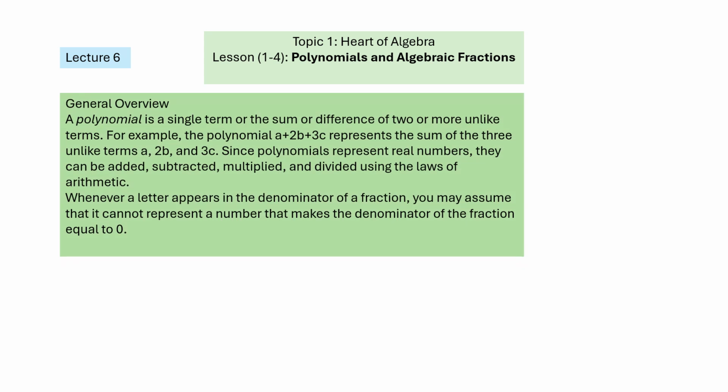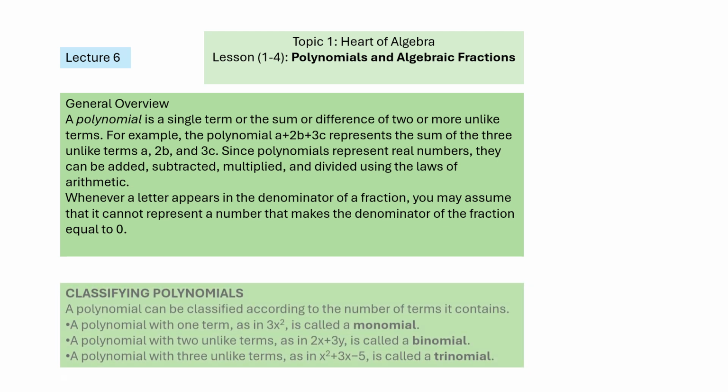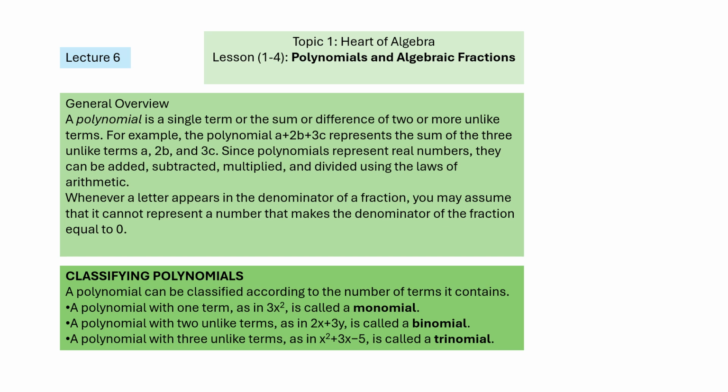A polynomial is a single term or the sum or difference of two or more unlike terms. For example, the polynomial a plus 2b plus 3c represents the sum of the three unlike terms a, 2b, and 3c. Since polynomials represent real numbers, they can be added, subtracted, multiplied, and divided using the laws of arithmetic. Whenever a letter appears in the denominator of a fraction, you may assume that it cannot represent a number that makes the denominator equal to 0, because any number divided by 0 is an undefined quantity.